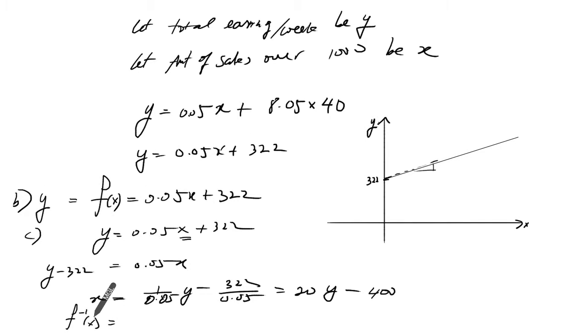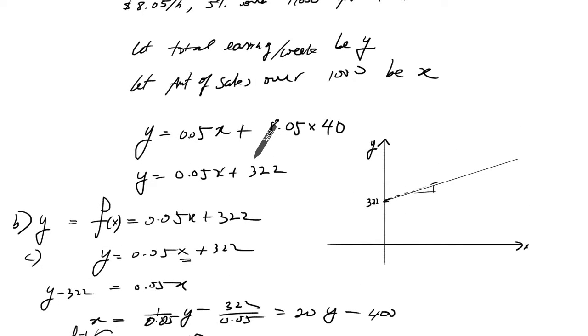So the inverse function is, if you tell me how much you earn in total, I can tell you how much you earn in sales. So the number of sales is the output, and that's 20 times (X minus 322).